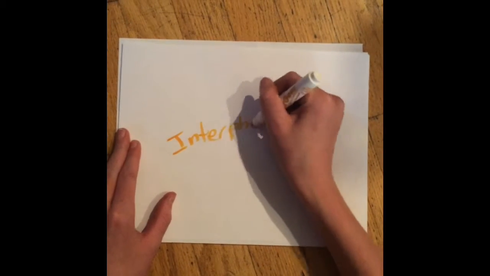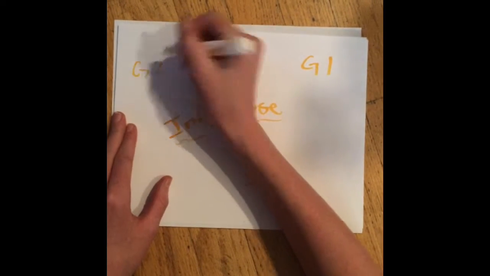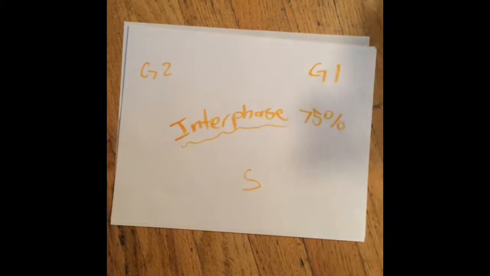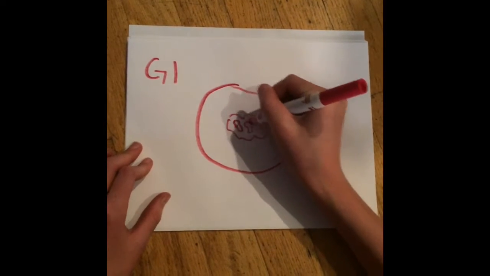Let's begin with the first stage of mitosis, which is interphase. Interphase is a period of growth within the cell. Interphase is made up of three different parts, G1, S, and G2. The first part of interphase is G1. The whole point of G1 is to grow the cell.